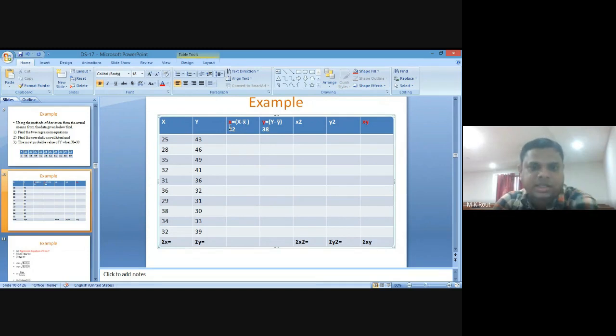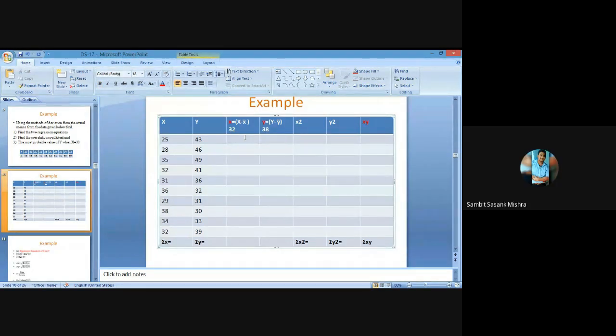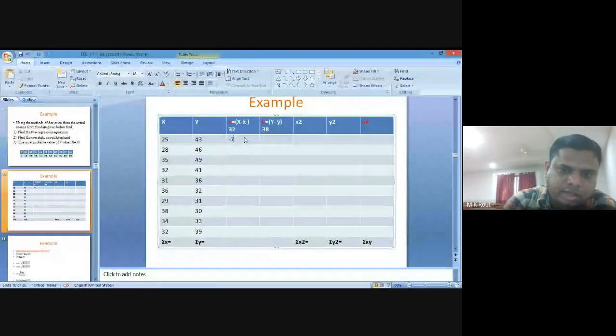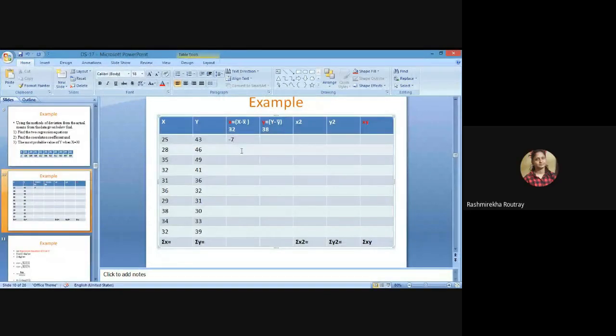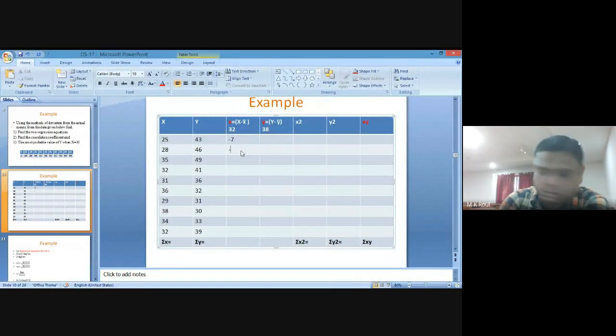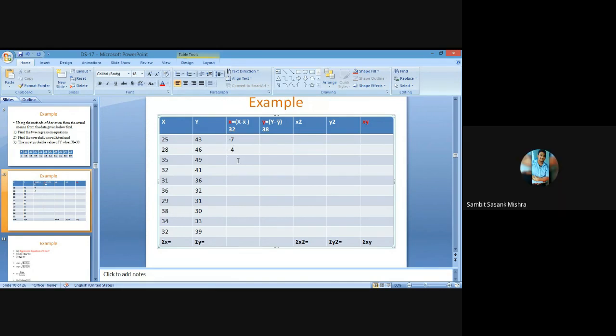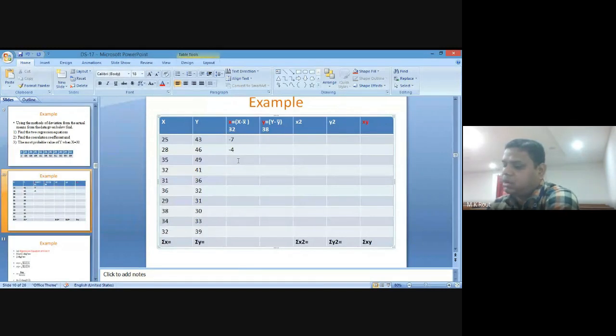In the first case, 25 minus 32: how much? -7. Next, 28 minus 32 is -4. Next, 35 minus 32 is 3. The next one is 0.